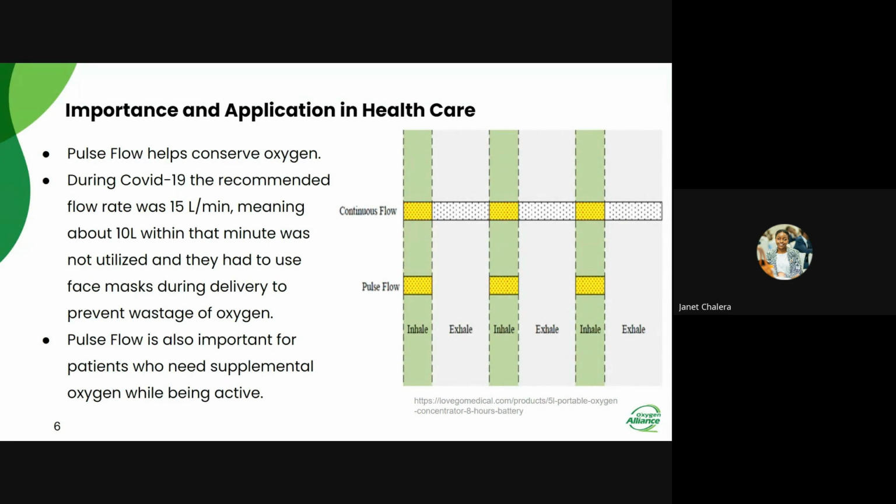Moving on, why is this modality important? As I've explained, post-flow is helping to conserve oxygen. As you can see on the graph that has been shown, in continuous flow, oxygen is being supplied throughout the breathing pattern of the individual. But in post-flow, oxygen is being supplied only as the patient is inhaling. Hence, during the exhalation stage, oxygen is being conserved. Post-flow is also important for patients who need supplemental oxygen while being active. Not all patients are actually bedridden. So for patients who are still active but need supplemental oxygen, post-flow is the modality to use.